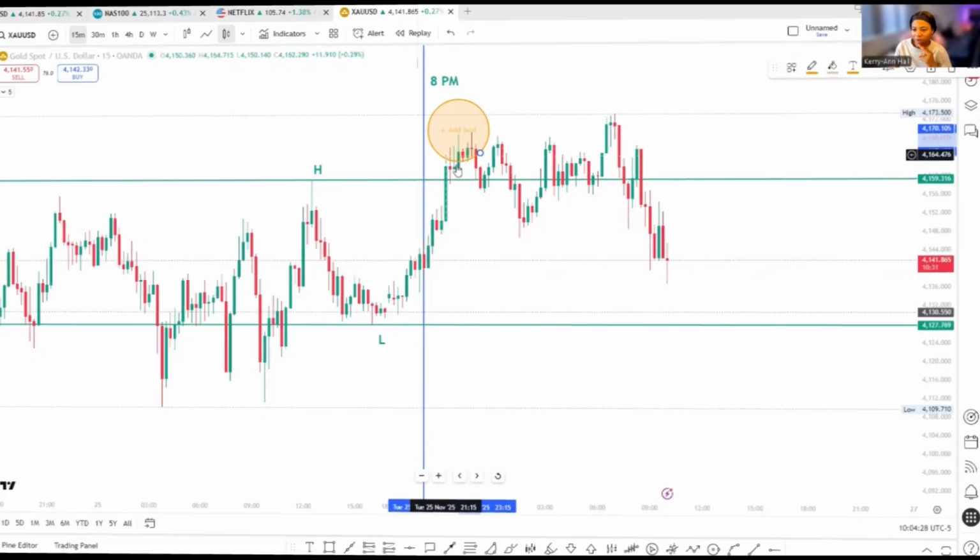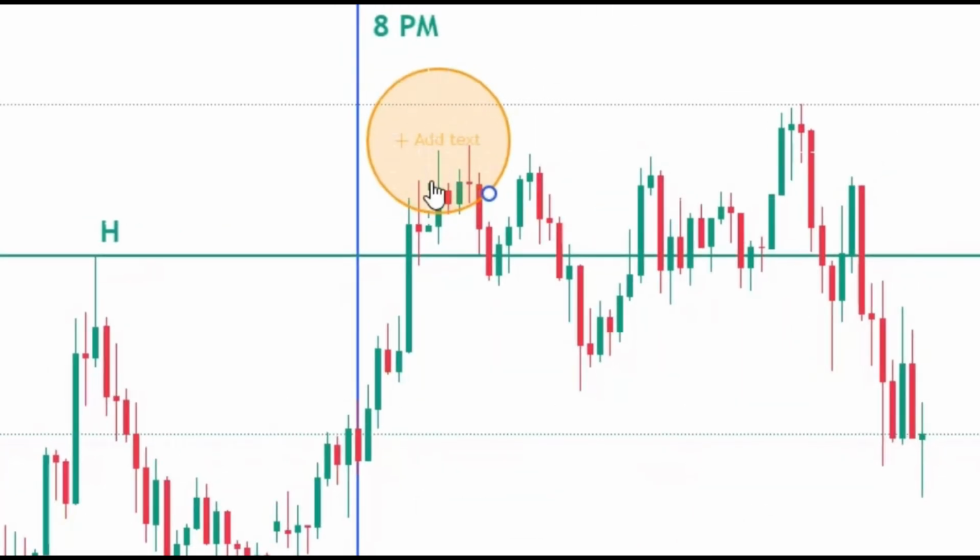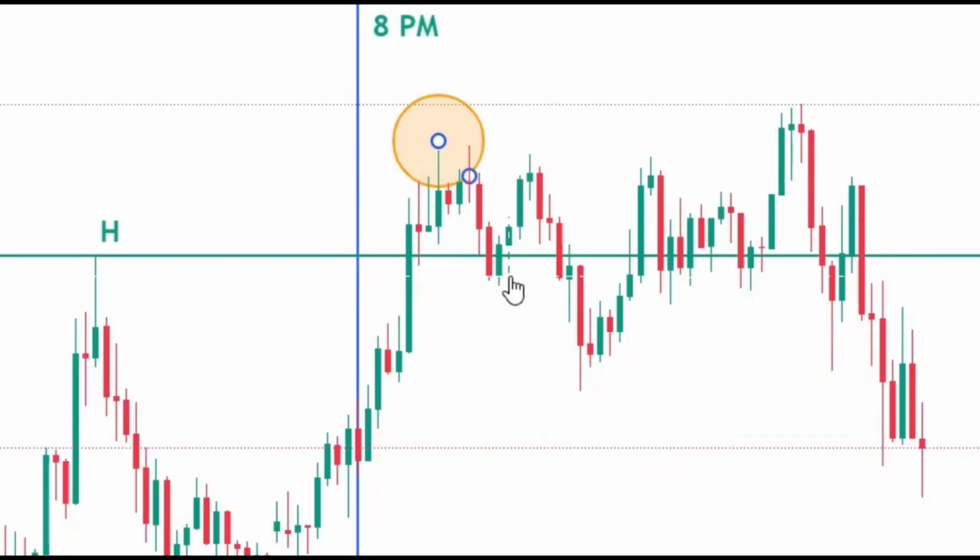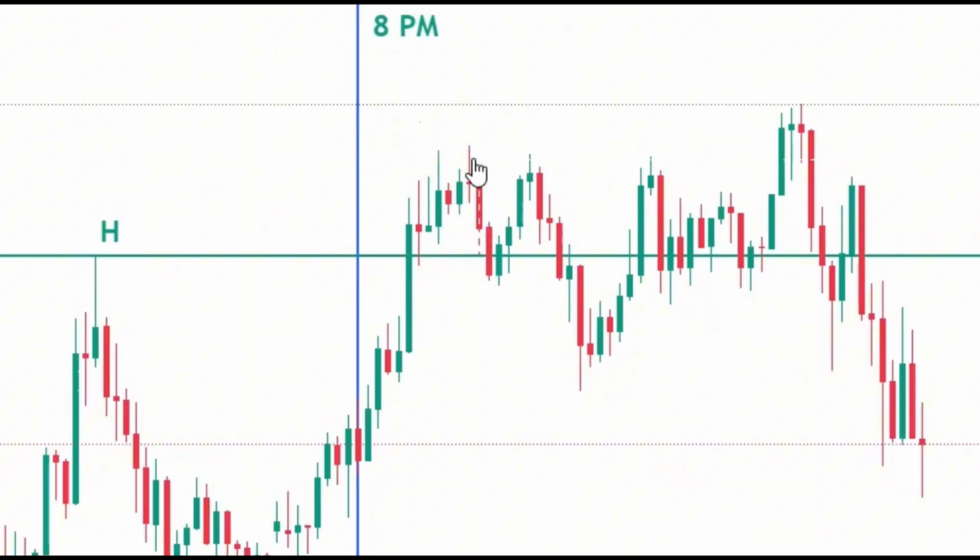So ideally speaking, once we get this happening, our next step is to wait for the displacement, which is a shift back into the zone, which is fundamentally all of this happening right here. You can clearly see that price has shifted back into the zone. So what do you do next?